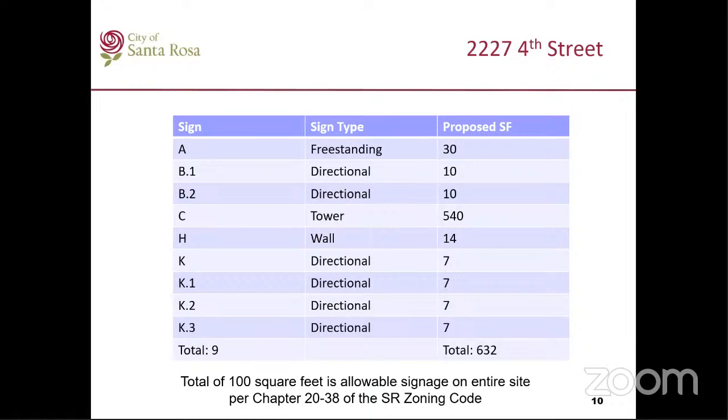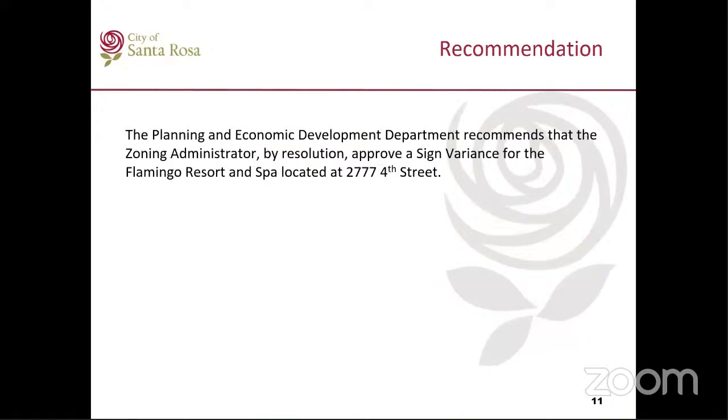So in total, there are 9 total signs that are being added. The zoning code chapter 20-38 only allows for 3 signs per business, along with 100 square feet in total. So this is a sign variance request for the additional signage and square footage.